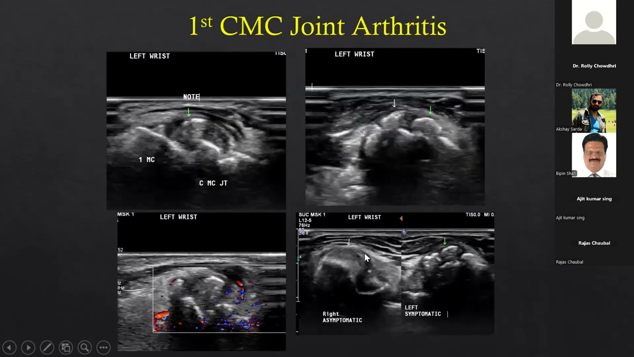The next one is related to the joint. Again, very close to the radial styloid, but a little more distal. Because of chronic overuse, you may have first carpometacarpal joint osteoarthritis. We may see all the typical findings like periarticular soft tissue thickening, osteophytes, and increased vascularity. So this is again one very close mimic of pain on the radial side.